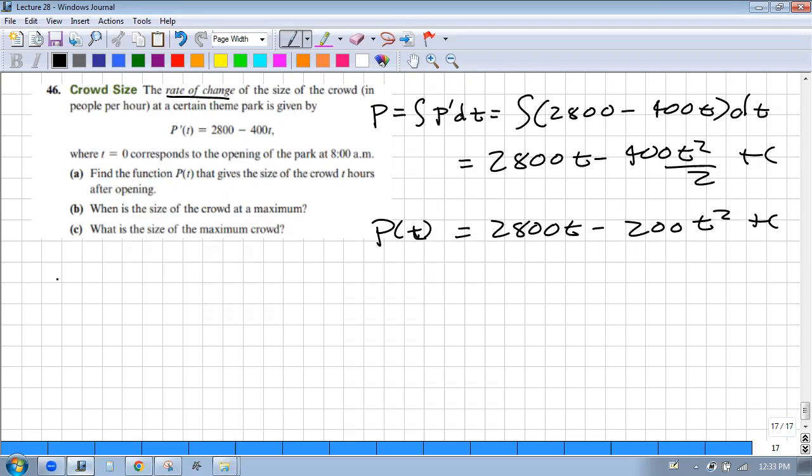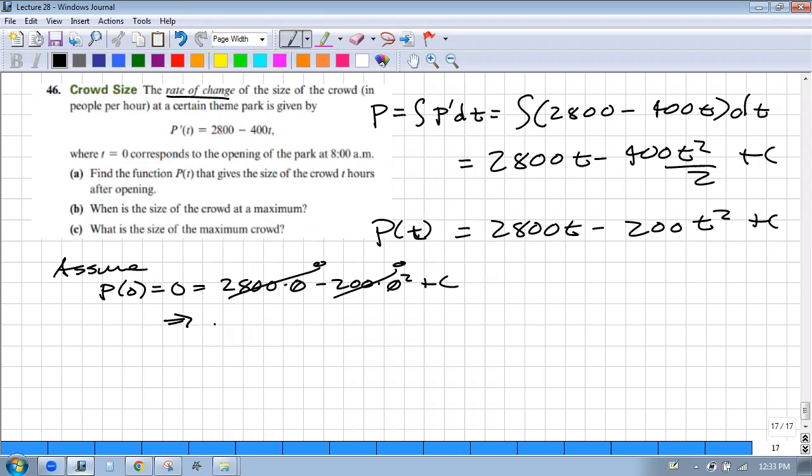We're going to assume that at time 0, we have 0 people in the park, right? So this would be 2800 times 0 minus 200 times 0 squared plus a constant. That's 0, that's 0. So therefore C is 0. So P of t is just this.